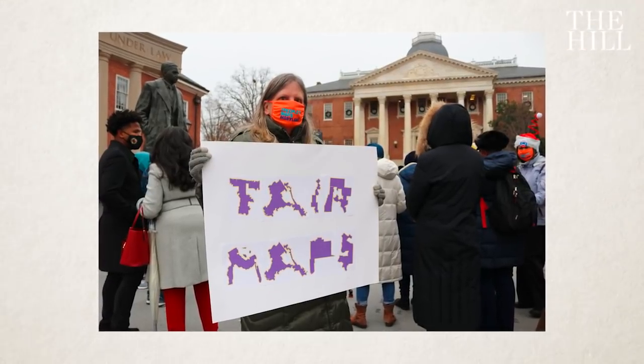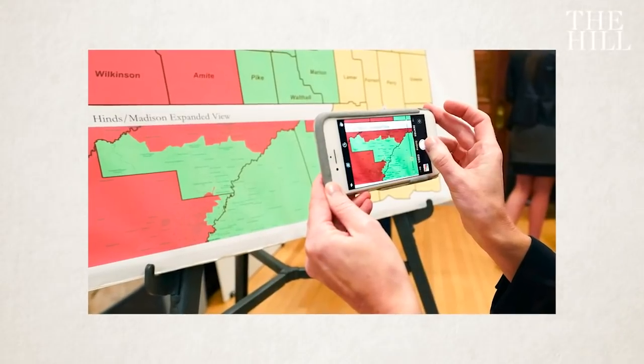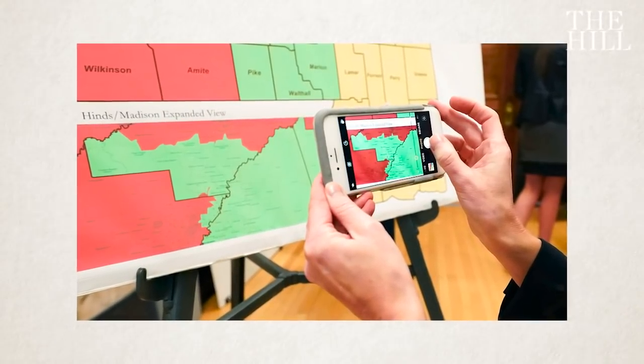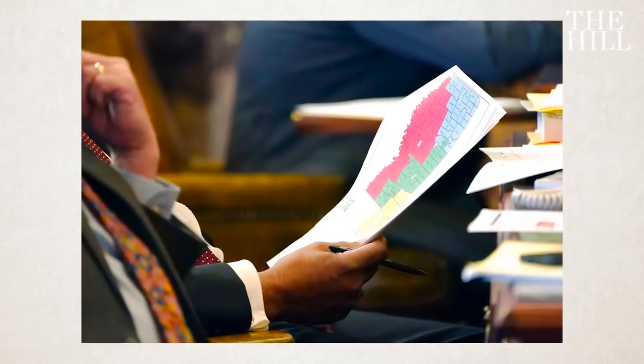So the next time you take a look at a map of congressional districts, keep an eye out for districts that look packed and those that look cracked. It's the most common way both parties have to engineer maps that give their candidates the biggest advantage.